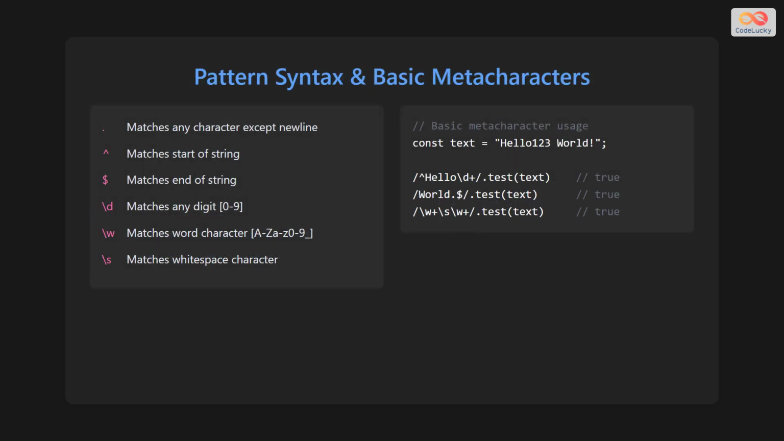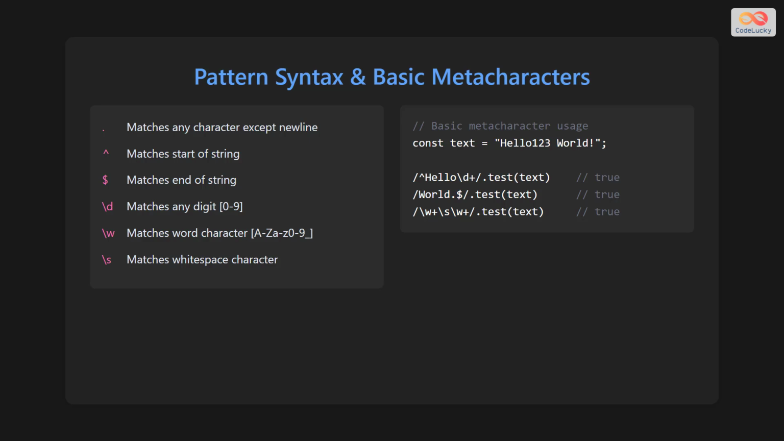Regular expressions use special characters called metacharacters to define patterns. A dot matches any character except a new line. A caret matches the beginning of the string. A $ sign matches the end of the string. \d matches any digit from 0 to 9.